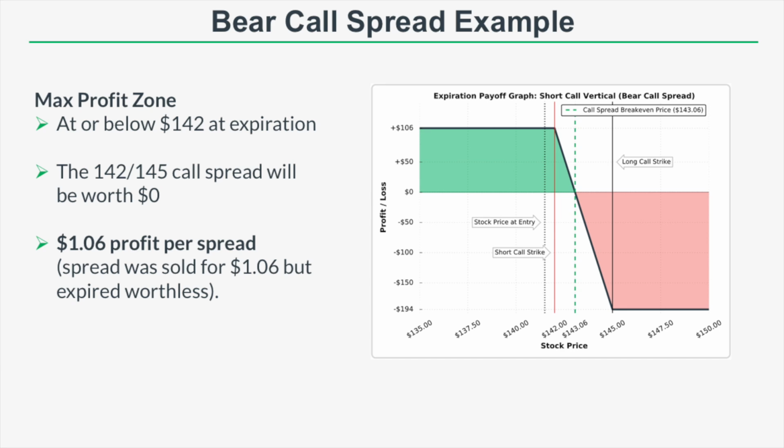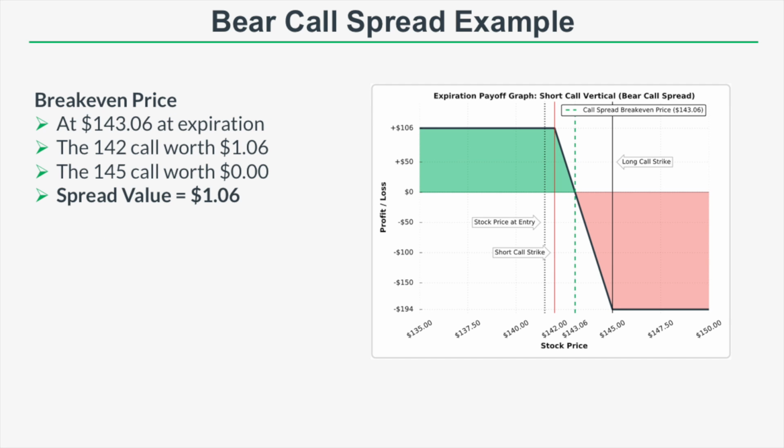Now that means we can make $1.06 of profit per spread, since the spread was initially sold for $1.06 but expired worthless. Now the break-even price for a bear call spread is the short call strike price plus the premium received for selling the spread. So in this case, we sold the 142 call and we sold the 142-145 call spread for $1.06. So 142 plus $1.06 comes out to $143.06. So that is our break-even price. So ideally, you want the stock price to remain below the break-even price as time passes.